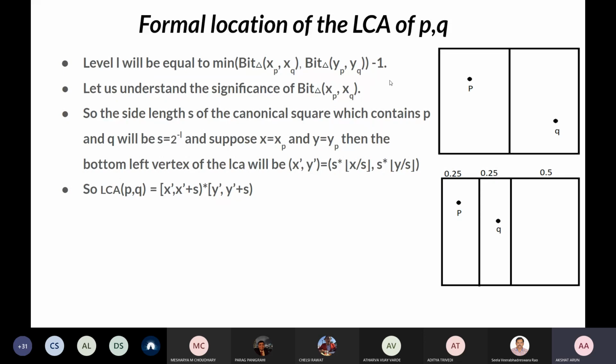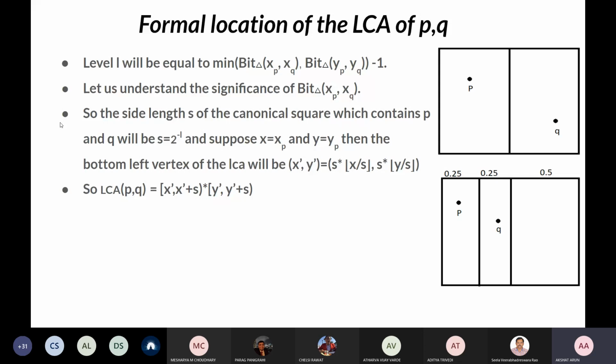Now the LCA will be 1 level above for both horizontal and vertical partitions so that P and Q are together, and it will definitely be the minimum of the 2. Now we come to the third point. So the side length S of the canonical square which contains P and Q will be 2 raised to minus L, as discussed previously by Aditya and Athar.